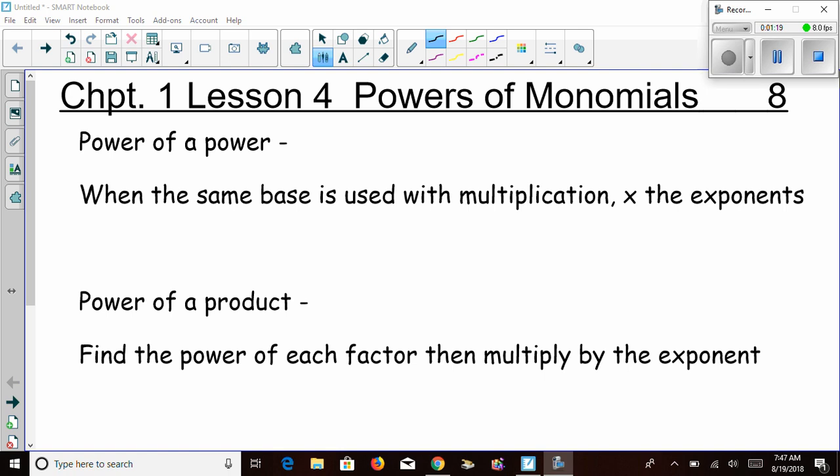When we look at the power of a product, we find the power of each factor, then multiply by the exponent. So that's a couple pieces, but let's take a look at some examples of this. To make it clear, I'm going to do power of a power in red, and then I'll move into doing power of a product in blue, just to differentiate.